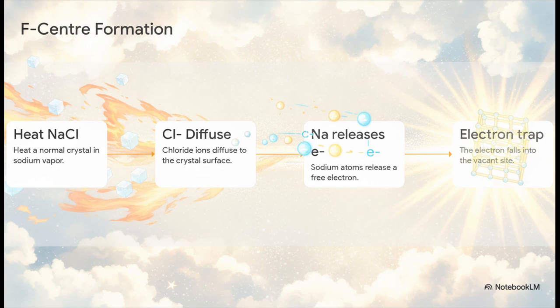If you follow these exact steps, say heating a normal white sodium chloride table salt crystal in an atmosphere of sodium vapor, the chloride ions rush to the surface. Then the sodium releases an electron, and that electron falls right into the vacant trap. Just like that, your plain table salt crystal starts glowing with a vibrant, brilliant yellow color. It's basically an amazing microscopic magic trick.